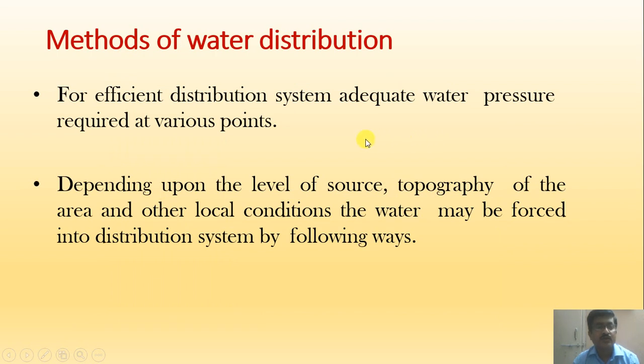Now we'll go for the next part, methods of water distribution. For an efficient distribution system, adequate water pressure is required at various points. Depending upon the level of source, topography of the area and other local conditions, the water may be forced into the distribution system in various ways. As you know, the tap water which is received at our end has some pressure, and that is because of the design carried out in the water supply system.